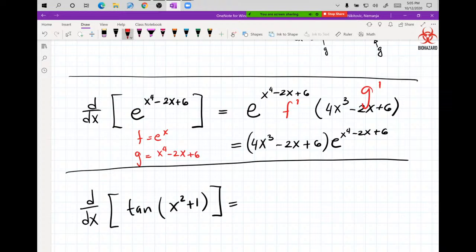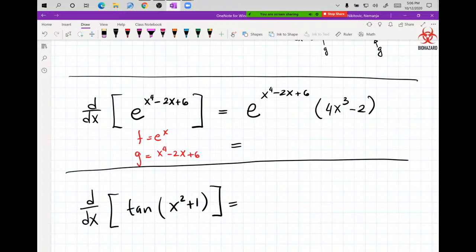Yeah. Oh, 4x cubed, 2x. Oops. You're right. I didn't pay attention. Yes. Okay, good. Someone is paying attention. That was a good catch.